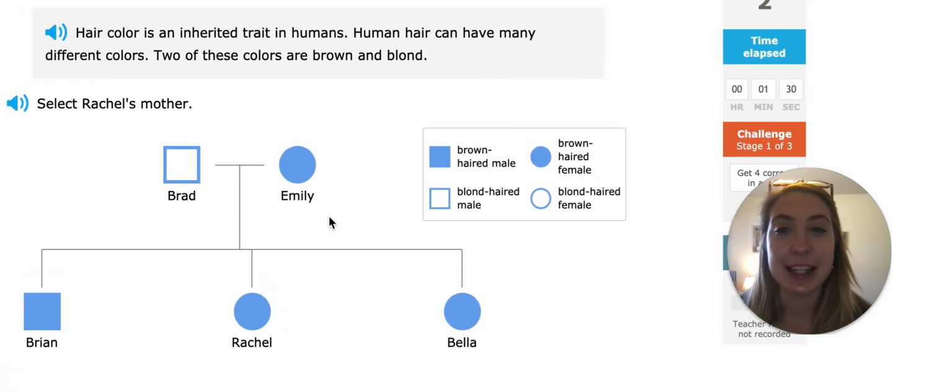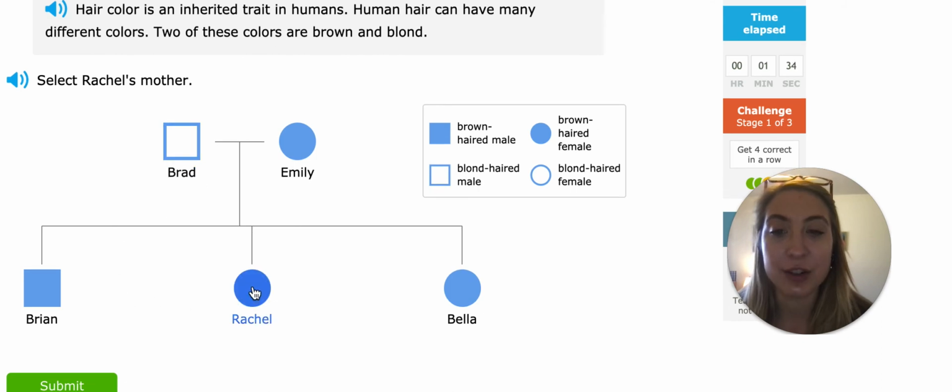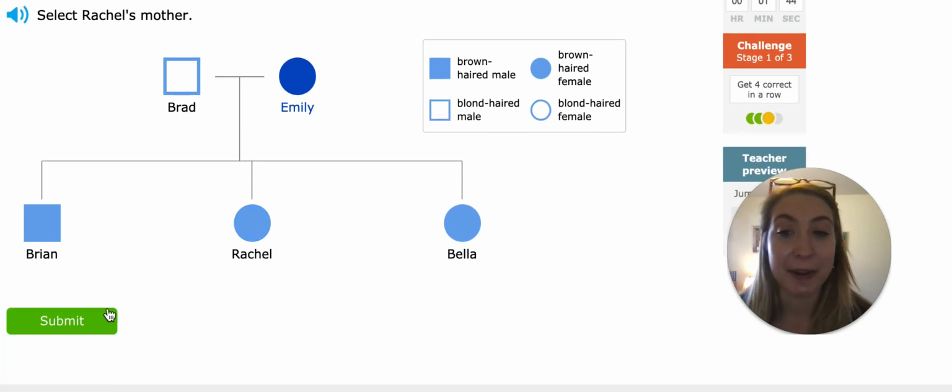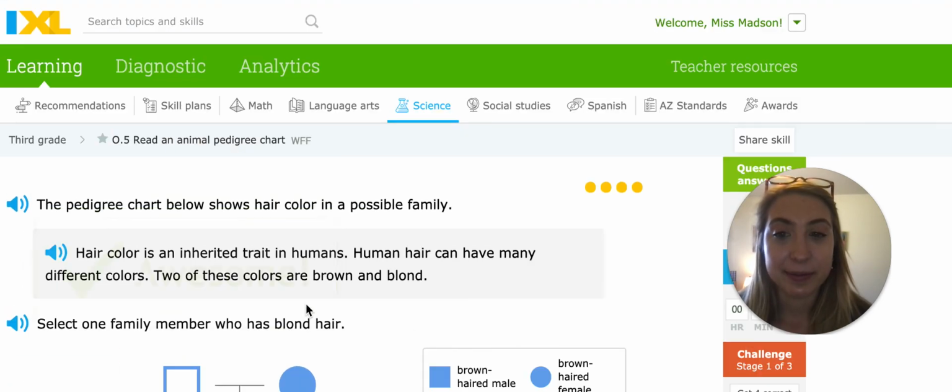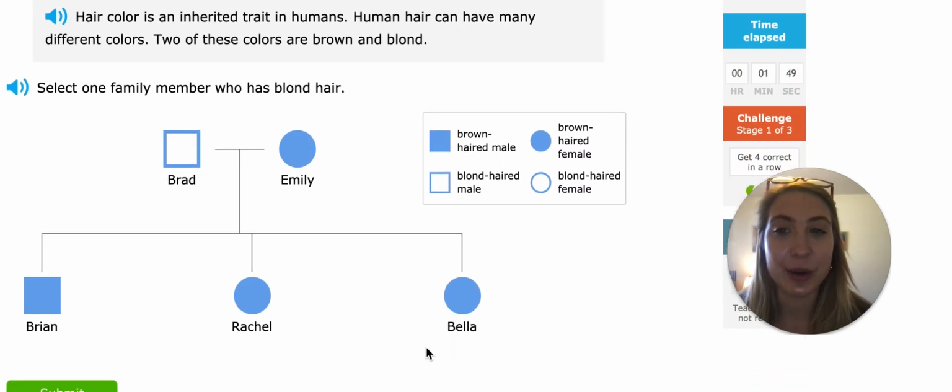And now it says select Rachel's mother. So we have to find Rachel, and we have to see who is her mother. That's going to be a circle for a female. So we'd go up the line and go to the circle because that would be the female. All right, and now let's do one more.